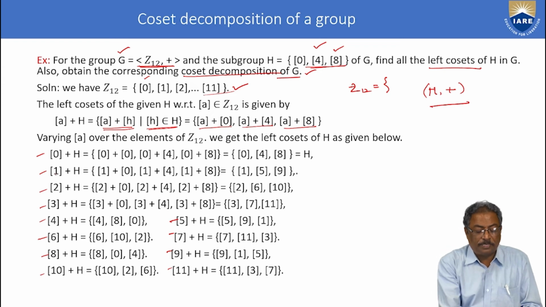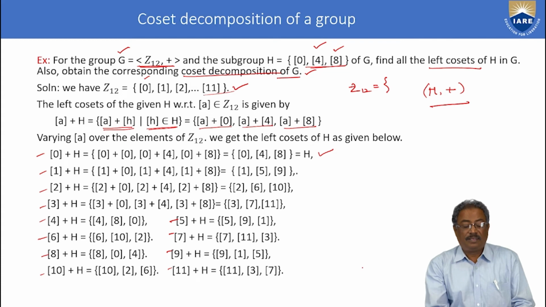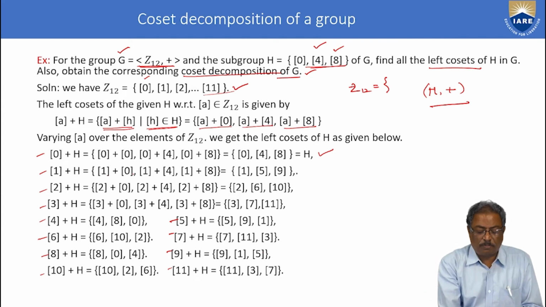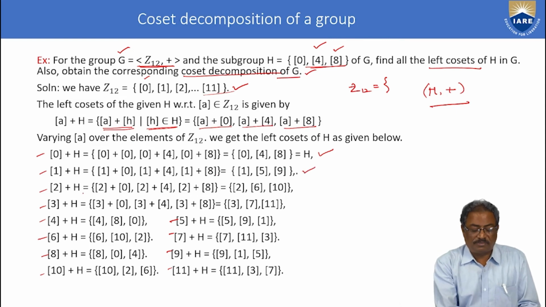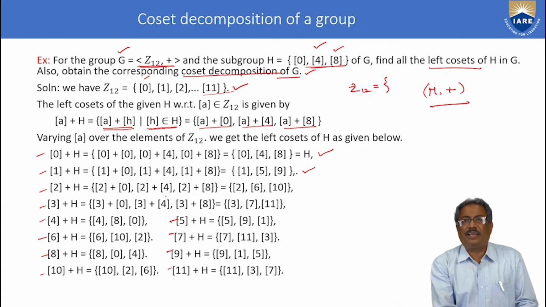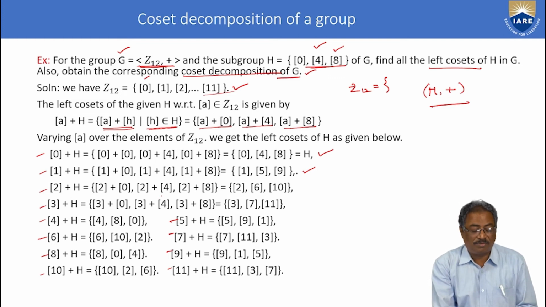Now I am just taking 0 plus H, that is 0 plus 0, 0 plus 4, 0 plus 8, which is nothing but the set itself. Now 1 plus H. So 1 plus 0, 1 plus 4, 1 plus 8. So I am just taking like this. Next 2 plus H. Similarly, whenever it exceeds 12, then the corresponding value, if it is 12, I can take it as 0, and if it is 13, I can take it as 13 minus 12, so it is nothing but 1 I can consider. Like that we have to get all the values.